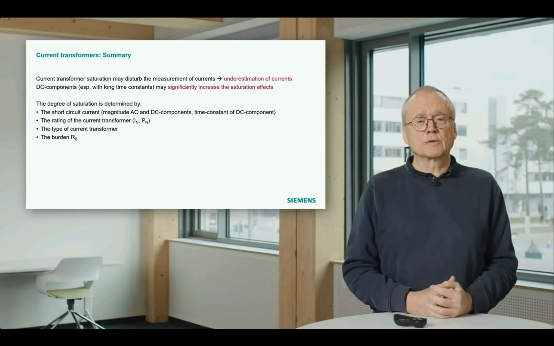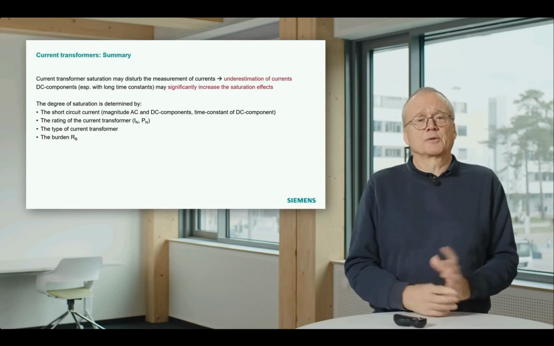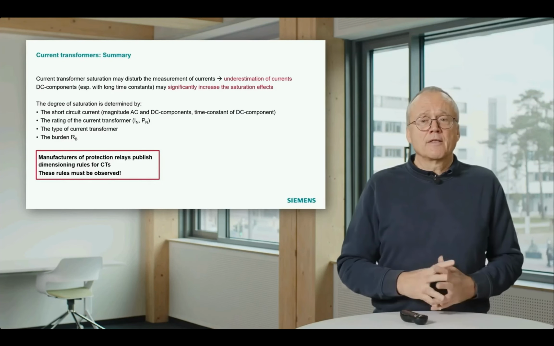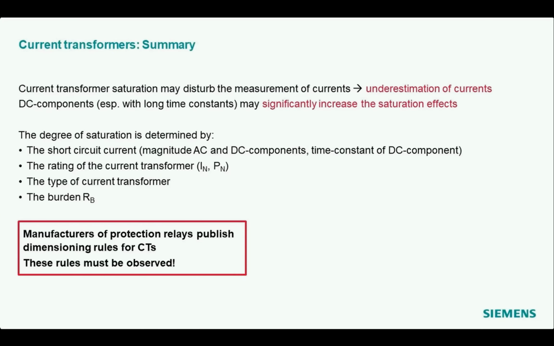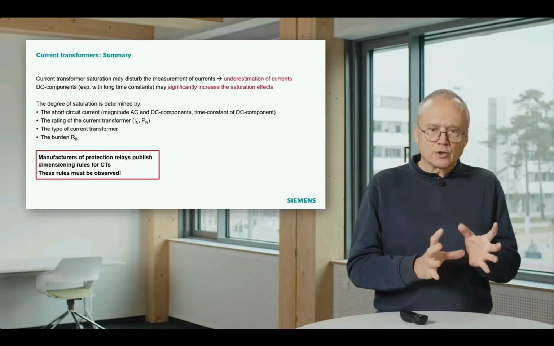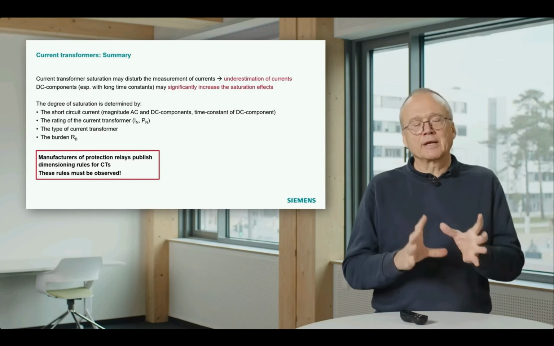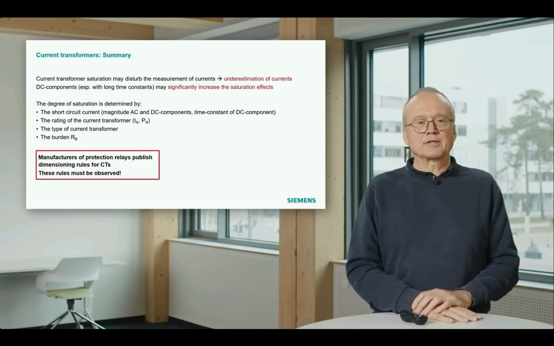So you see the whole story becomes complicated. You don't want to do simulations for every stupid medium voltage current transformer. So what can we do? The solution for that is the manufacturers of protection relays have to publish dimensioning rules for CTs. That means they have to publish rules, and if you as a user observe these rules when you engineer your substation, then the manufacturer guarantees that the whole story works.